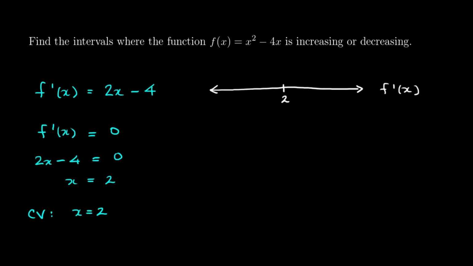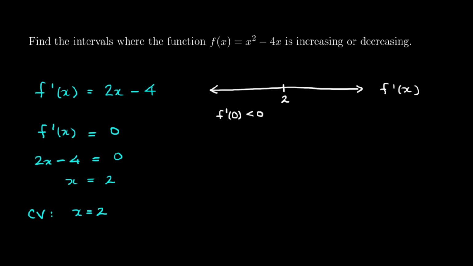So we only have one critical value, so we chop up our number line in 2 pieces with that critical value right in the middle, and we simply do a test to the left of that critical value, and we input any number that's to the left of 2 into our first derivative. Of course, we can use a lot of different x values there, but I think I'll use 0. A little bit less thinking involved, and when we input 0 into our first derivative, we get 2 times 0 minus 4, which is negative.